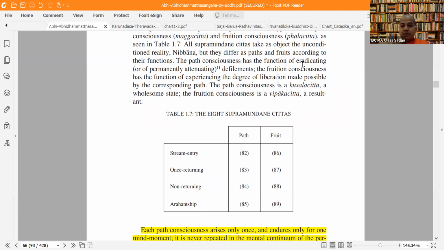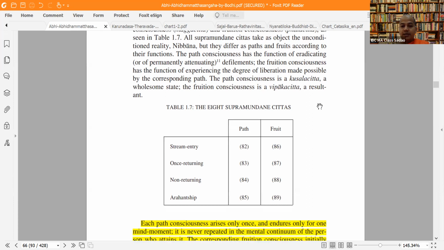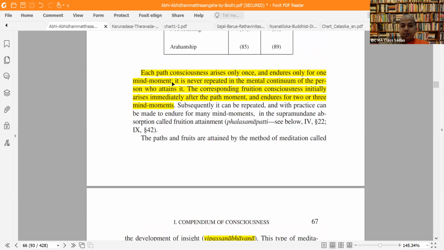The path consciousness has the function of eradicating or permanently attenuating defilements. Okay, you eradicate, then what happens? The fruition consciousness has the function of experiencing the degree of liberation made possible by the corresponding path. Degree of liberation. So you experience a certain type of vimutti, freedom. The path consciousness is a kusala chitta, a wholesome state. The fruition consciousness is a vipaka chitta. Each path consciousness arises only once, see here, and endures only for one mind moment.